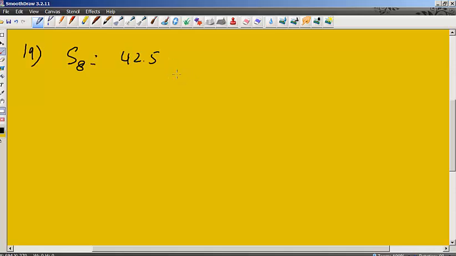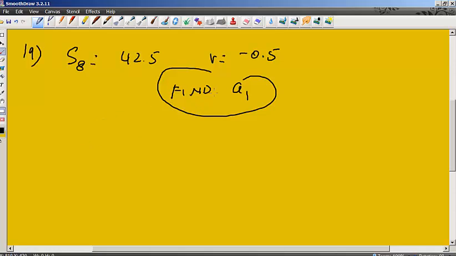Number 19 says the eighth term, if you add 8 terms, you get 42.5. And they tell you the ratio is 0.5. Okay, they want you to find a sub 1. So this is a geometric series because I have a ratio.